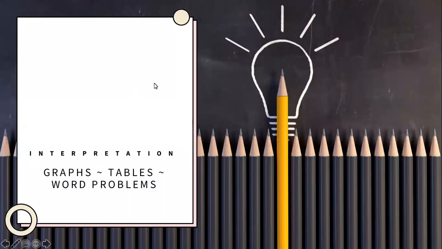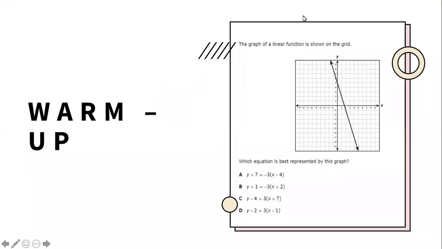All right. So this is a warm-up. I'm not sure if y'all can really see it very well. If you're on Zoom, you should be able to see it pretty well. The graph of a linear function is shown on the grid. Which equation is best represented by this graph?